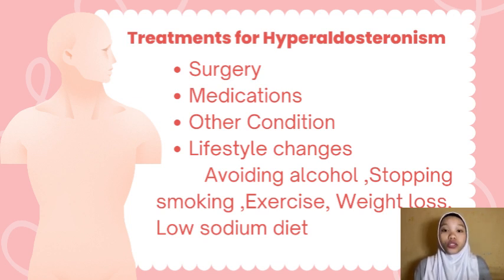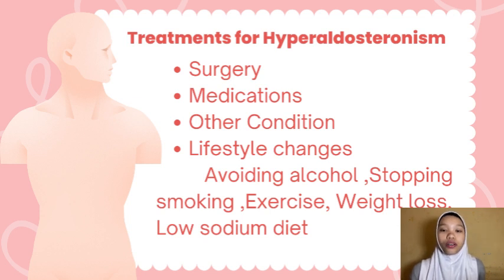So first is the surgery. So your doctor will usually recommend laparoscopic surgery for tumors or growths that are only on one adrenal gland. So having laparoscopic surgery means a shorter hospital stay and quicker recovery. So next is medication. So if there are growths on both adrenal glands, your doctor will give you diuretic medications like spironolactone or eplerenone. So you may also receive aldosterone blocking medications, and these don't fix the problem but help manage the effects. And then also other conditions.